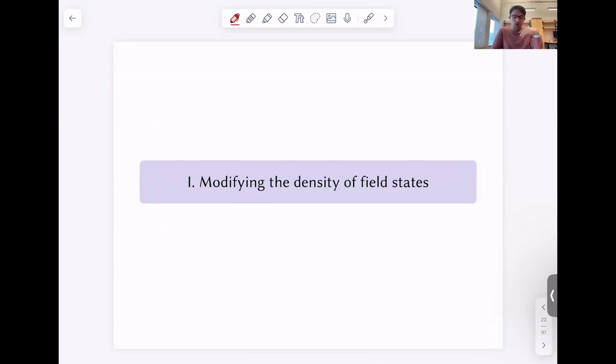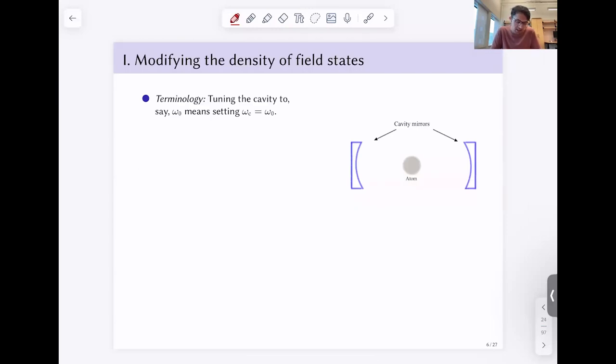First one of these is modifying the density of field states, and we do it specifically using an electromagnetic cavity. And let us see why that might be helpful. So again, there is this terminology alert. I'll repeatedly talk about tuning a cavity, which would just mean that I am setting the normal frequency of the cavity to some specific value. So if I say tune the cavity to omega naught, I mean set the normal frequency of the cavity equal to omega naught, which in our case is the separation between the two levels of the atom.